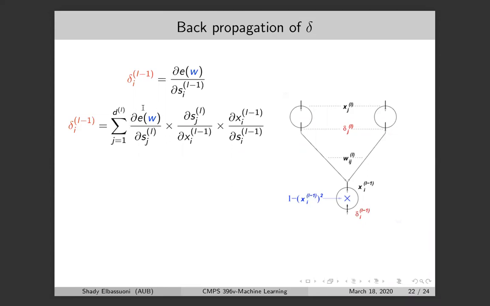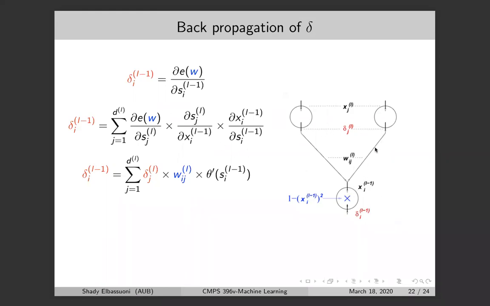So what is this guy? The partial derivative of E_W by S_j of L. That's what we call delta_j of L. So if I already computed this, then I know it already. I've already computed it for the output layer, and I can back propagate it to the previous layer. Okay, let's see the second component. The second component is the partial derivative of the signal here with respect to this input, X_i of L minus 1.